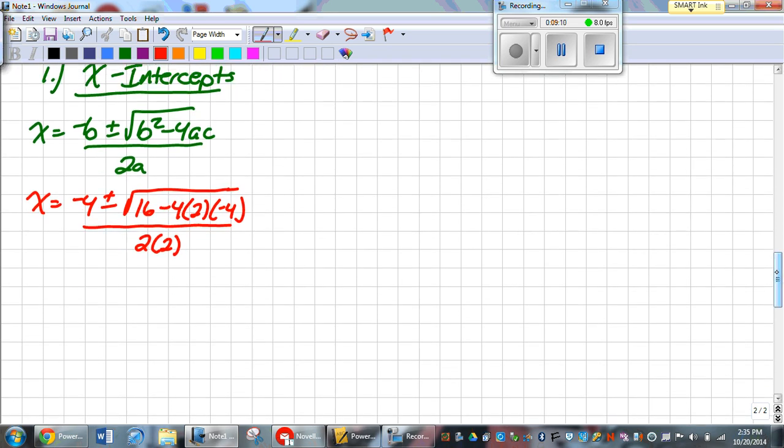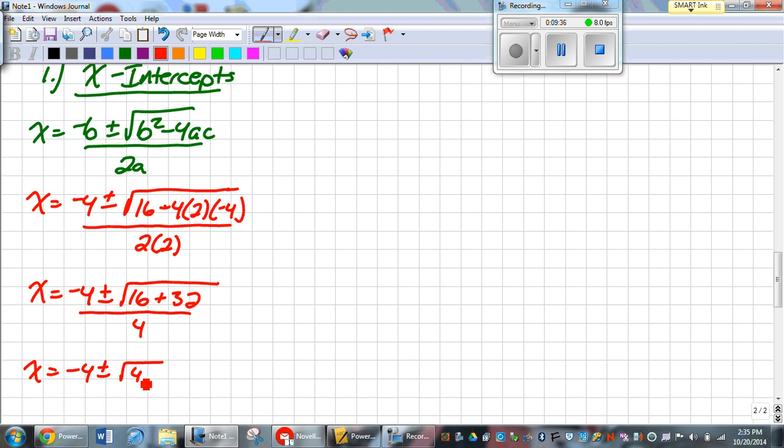Okay, so I'm going to do everything in the square root first. So x equals -4 plus or minus the square root of 16. And if I go up here and I count my negatives, I got a negative here and a negative here. 2 negatives are going to give me a positive. And 4 times 2 is 8. 8 times 4 is 32. All over 4. X equals -4 plus or minus the square root of 48 over 4.